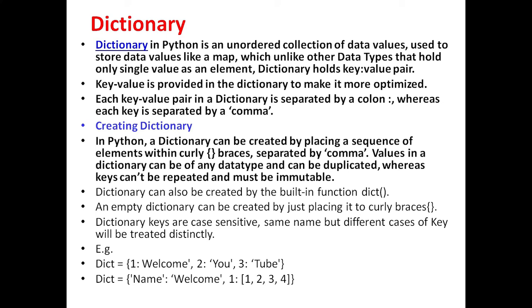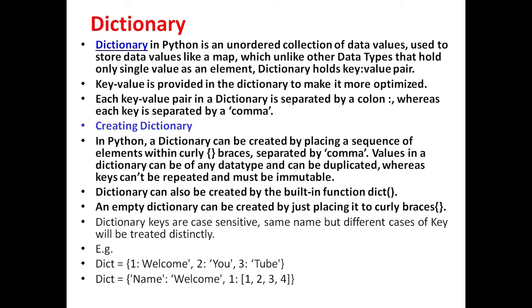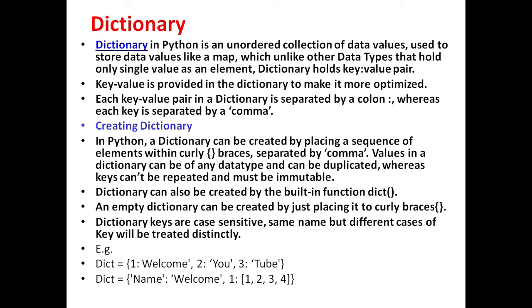Values in a dictionary can be of any data type and can be duplicated, whereas keys can't be repeated and must be immutable. Dictionary can also be created by the built-in function dict. An empty dictionary can be created by just placing the curly braces. Dictionary keys are case sensitive. Same name but different cases of key will be treated distinctly. For example, dict equal to 1 colon "welcome", 2 colon "u", 3 colon "tube", or name equal to "welcome" and 1 colon 1 2 3 4.